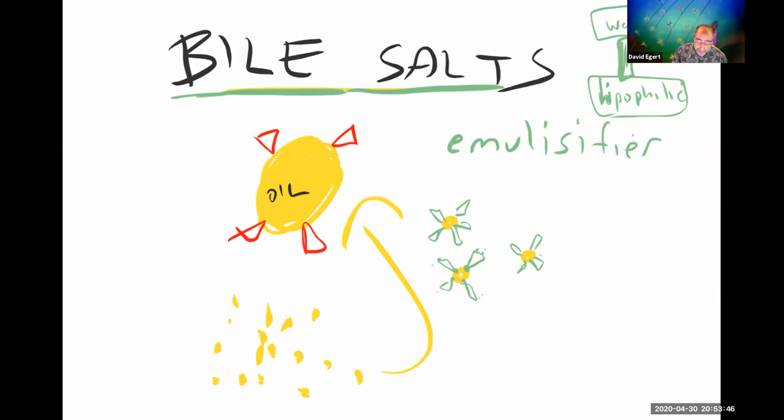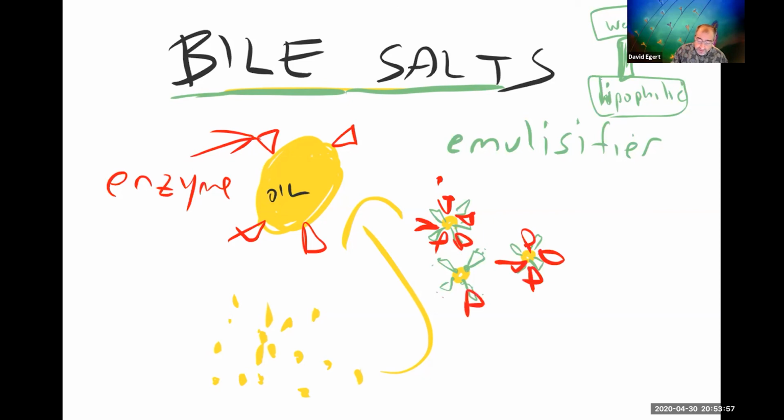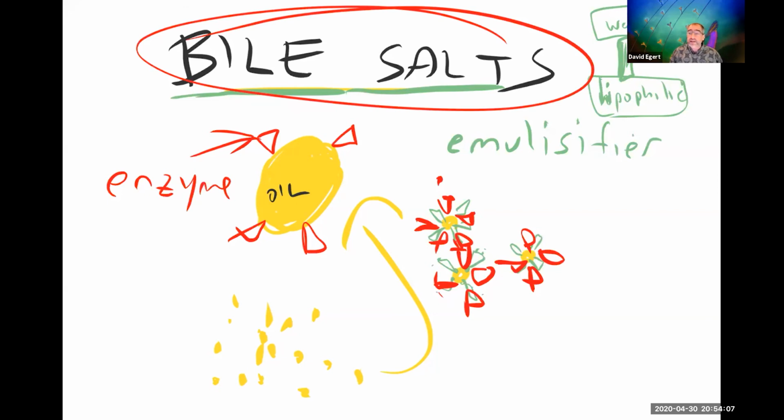emulsify the fats, and now my enzymes have way more surface area to work. So now the enzymes are way more efficient. So I can break down fats way more efficiently as long as I have bile salts. The bile salts don't break down the fat, but they really help the enzymes do their job by increasing the surface area to work on.